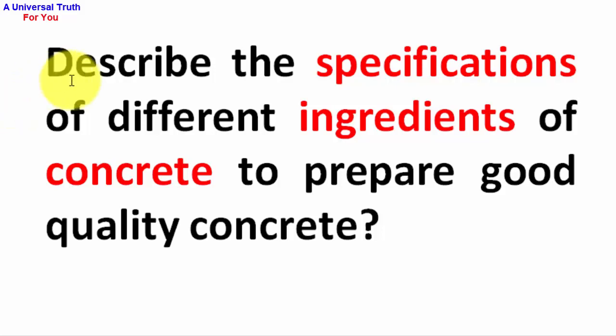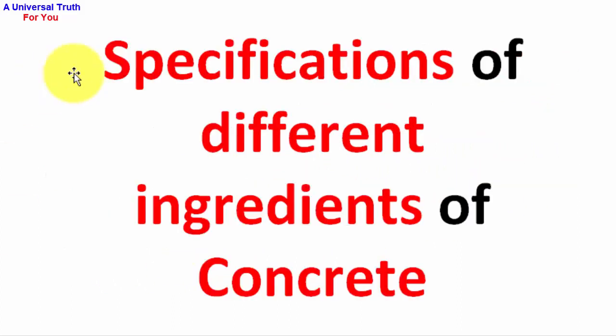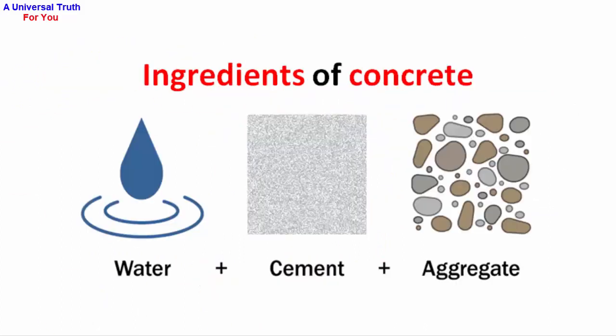Here's the question. Describe the specifications of different ingredients of concrete to prepare good quality concrete. Specifications of different ingredients of concrete. This is the picture of ingredients of concrete. The main ingredients are water, cement, and aggregate.